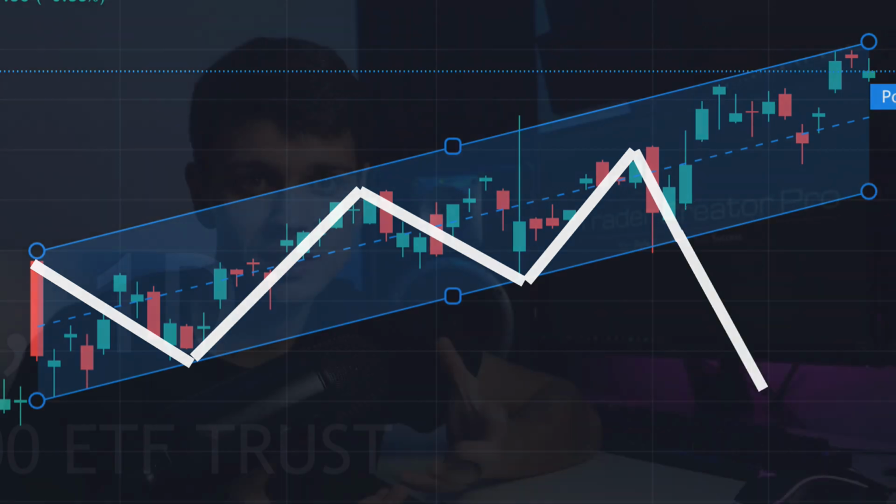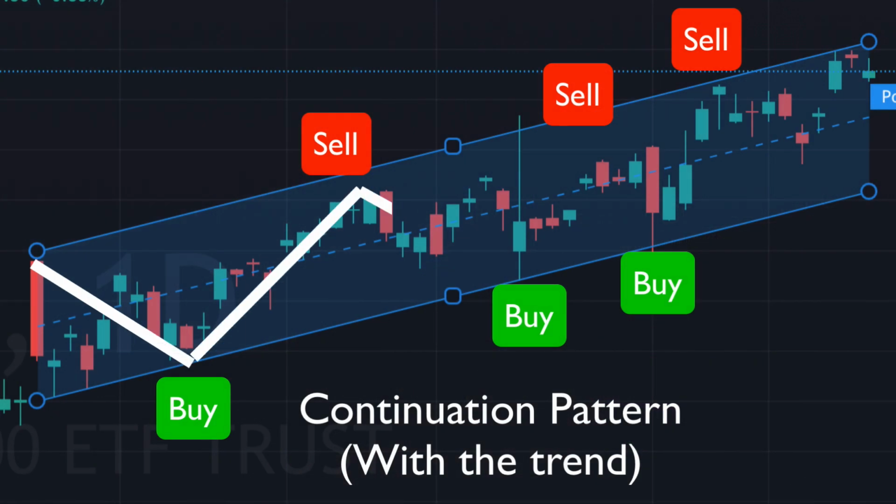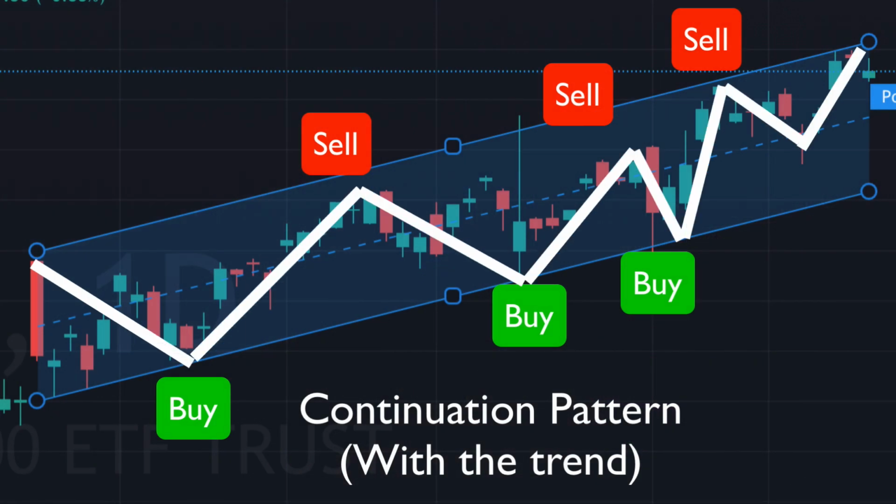You can also see this kind of entry as a continuation strategy, except the trader would only be trading it in the direction of the trend. So if the stock is trending up, they would buy off the bottom trend line, or during a consolidation in the channel. If the stock is trending down, they would short it off the top trend line, or during a consolidation in the channel.